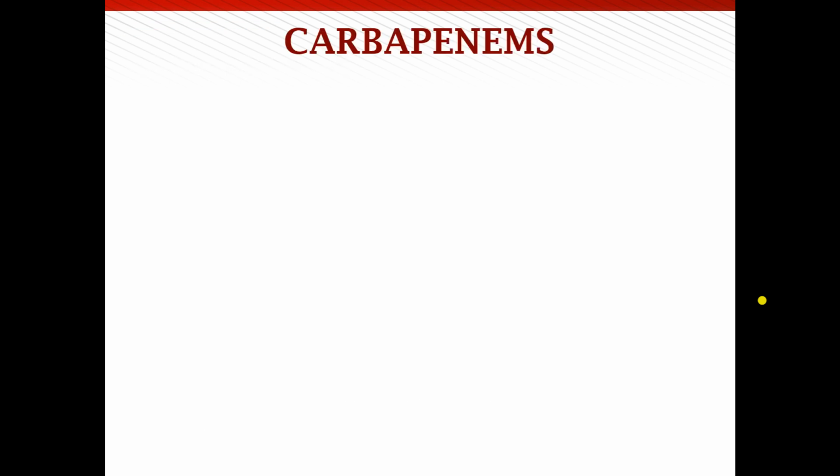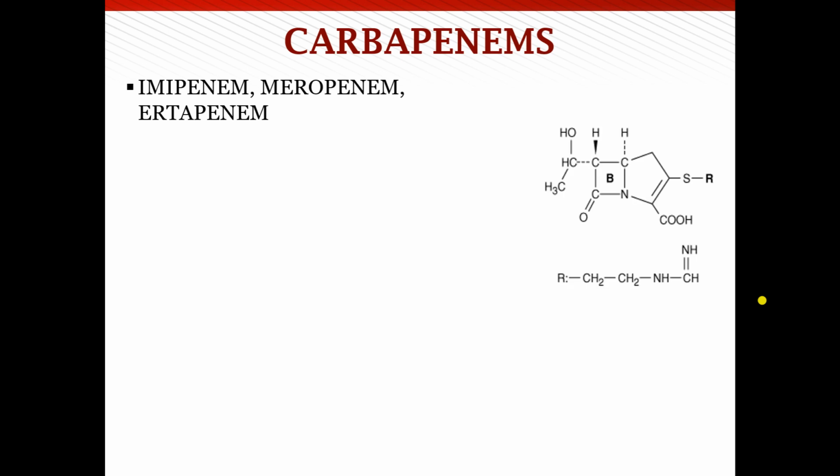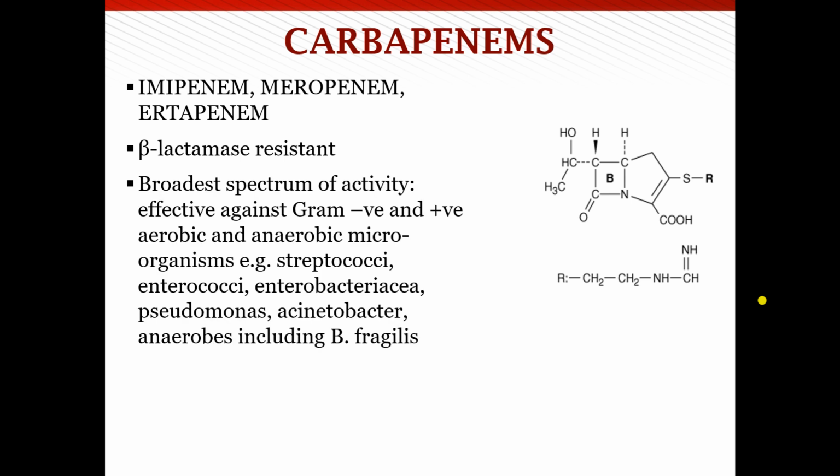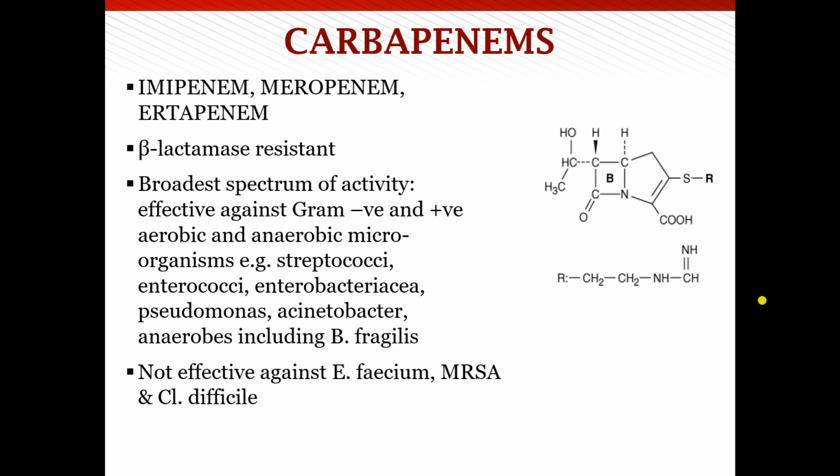The next group of drugs in this session is carbapenems. Carbapenems include imipenem, meropenem and ertapenem. Here is the chemical structure. All the carbapenems are considered beta-lactamase resistant. That is why they have a very broad spectrum of activity. They are active against gram-negative and gram-positive, both aerobic as well as anaerobic microorganisms. For example, Streptococci, Enterococci, Enterobacteriaceae, Pseudomonas, Acinetobacter and anaerobes like Bacteroides fragilis. They are not effective against E. faecium, MRSA and Clostridium difficile.